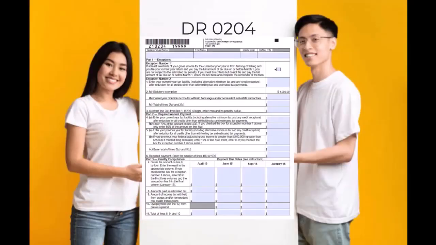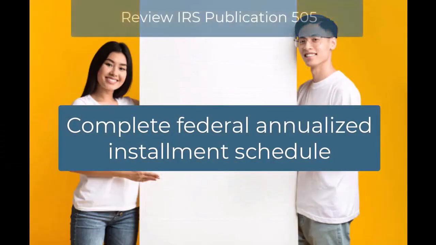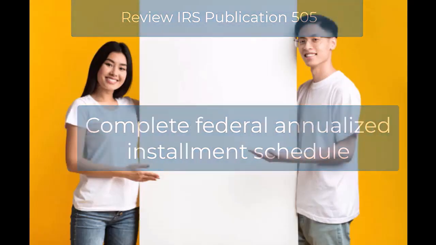If you do not receive taxable income evenly throughout the year, you can use the annualized income installment method using Form DR0204. This method calculates the payment amount for each quarter. It is based on the income received in the months preceding the payment due date. Generally, a taxpayer must first complete the Federal Annualized Installment Schedule, Schedule AI of the IRS Form 2210, or the Annualized Estimated Tax Worksheet from IRS Publication 505 to calculate the Colorado taxable income for each annualization period.